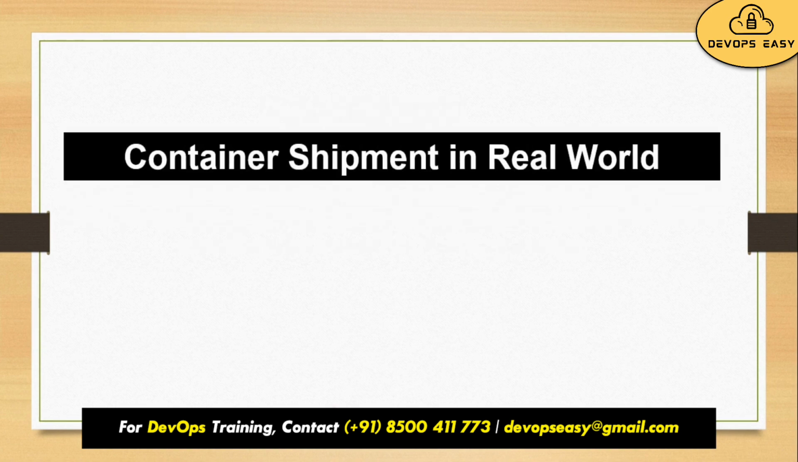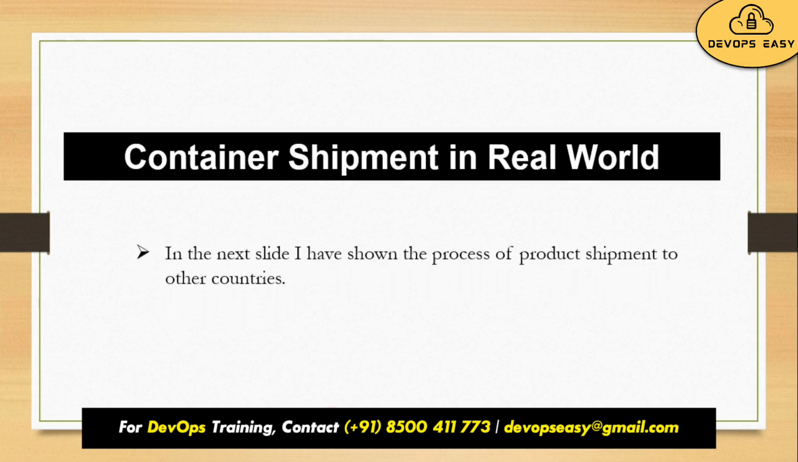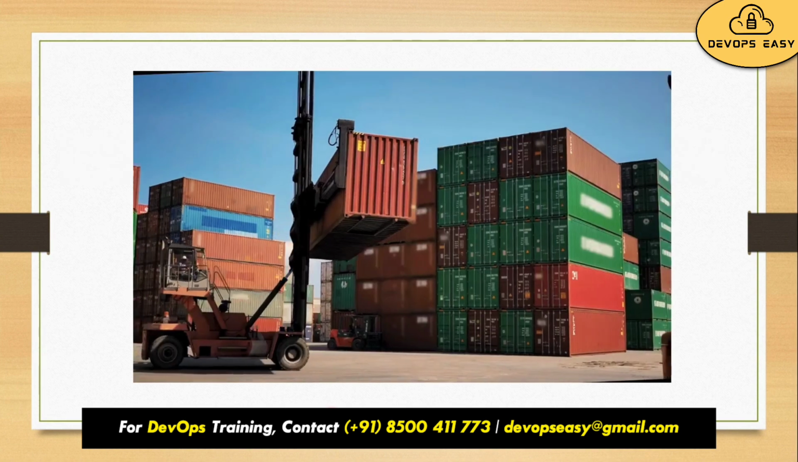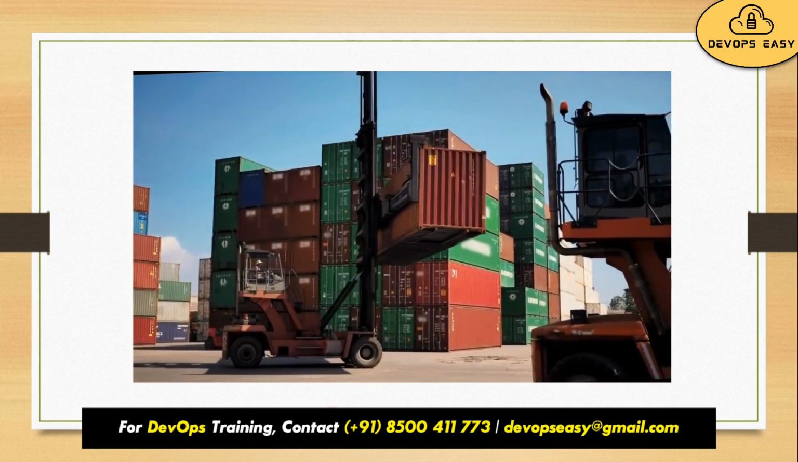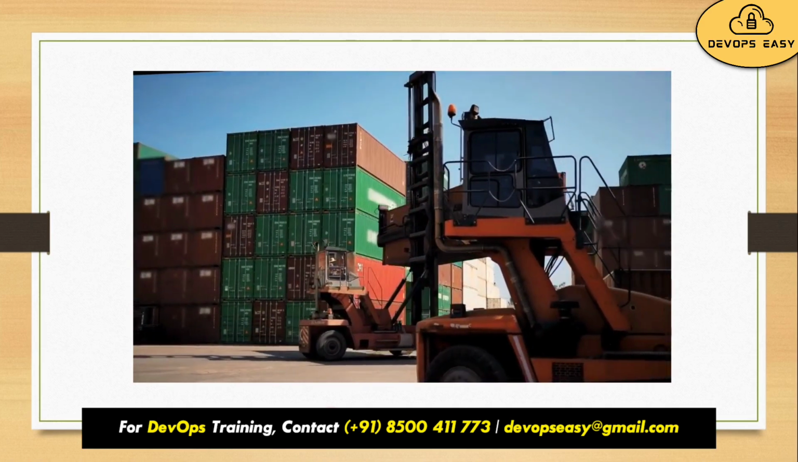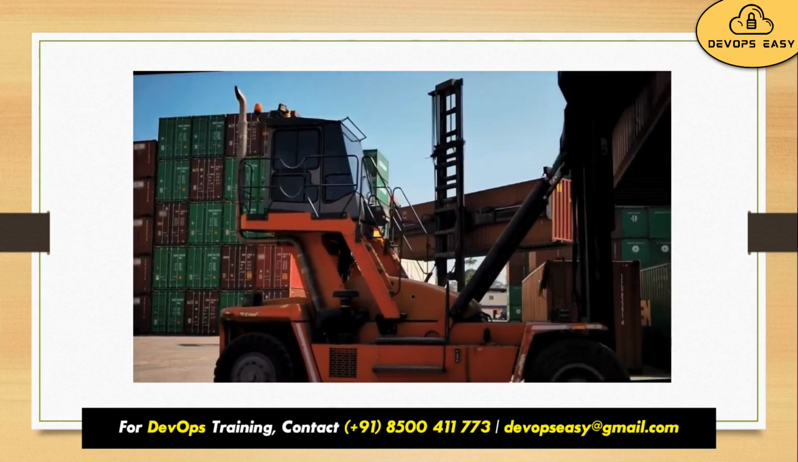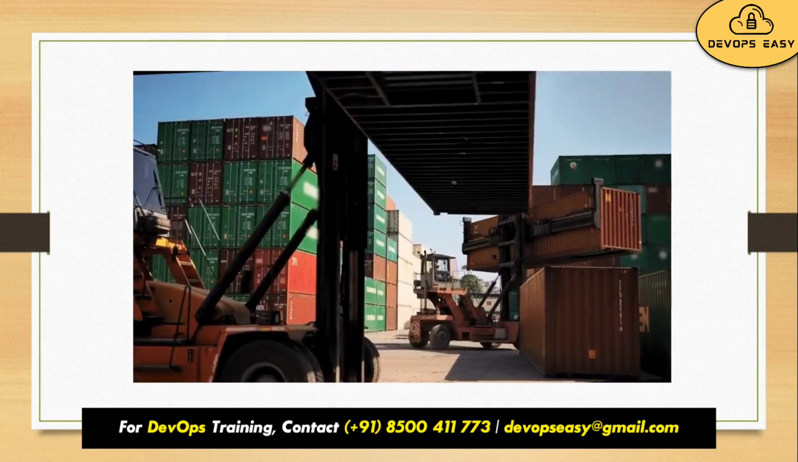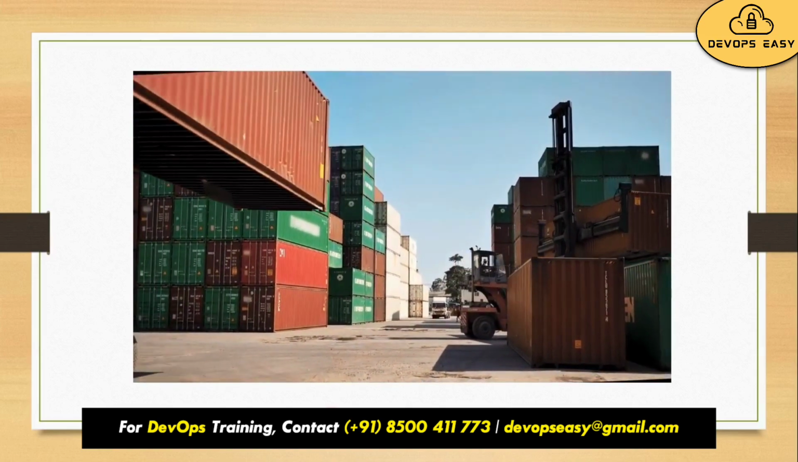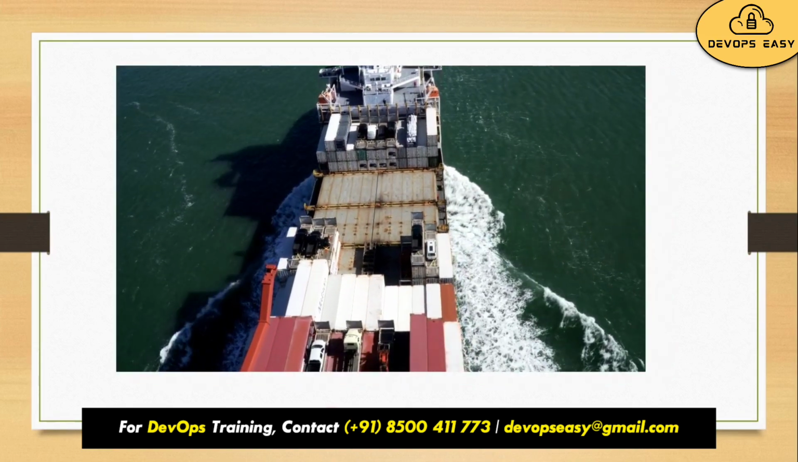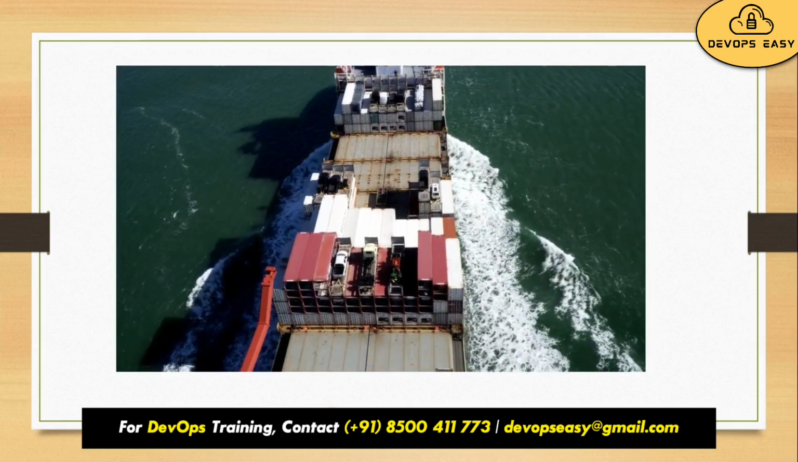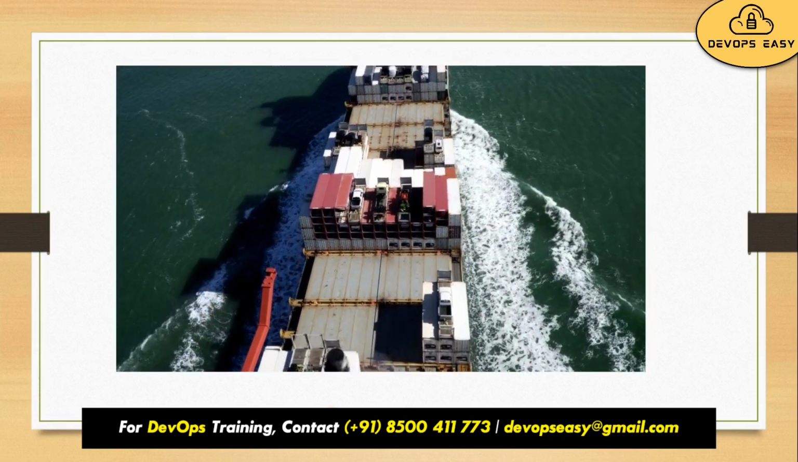Before that, let's see container shipment in real life. In the next slide I have shown the process of product shipment to other countries. For example, if you want to send a vehicle or bike from one country to another, how will it happen in real life? They will first take my bike, pack it, and keep it safely inside a container. Then they will take that container and ship it to other countries safely. This is what happens in real life.